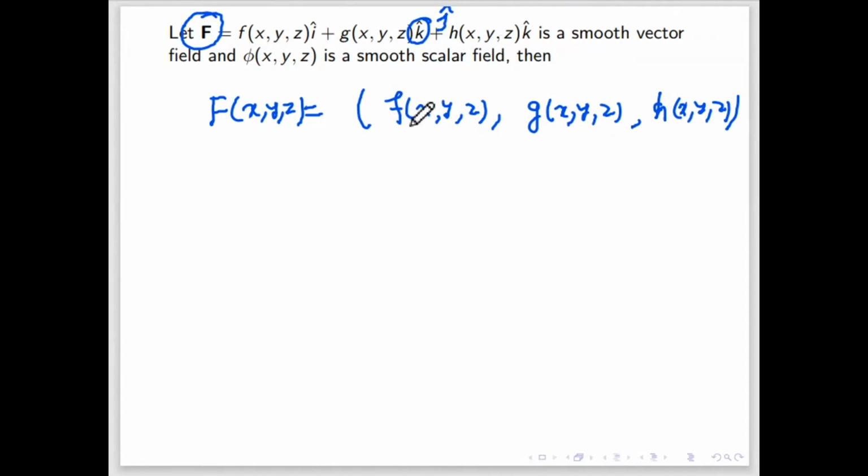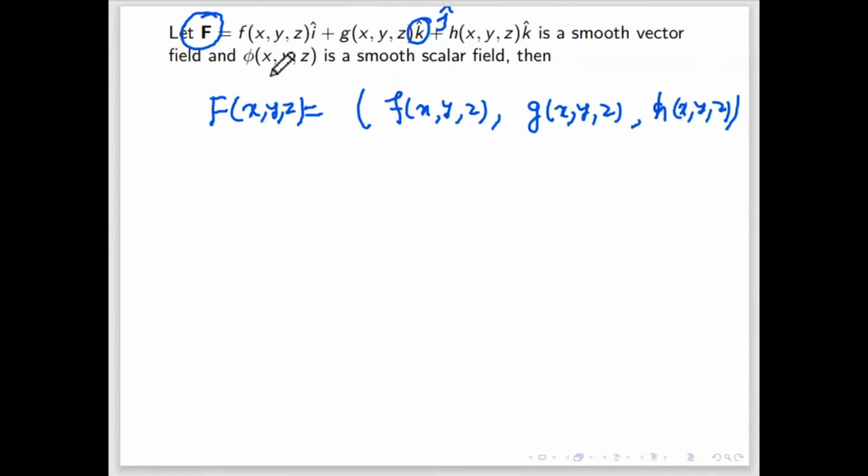That means the partial derivatives of f, g and h exist and are continuous. Similarly, this phi is also smooth. That means the partial derivatives of phi exist and are continuous.